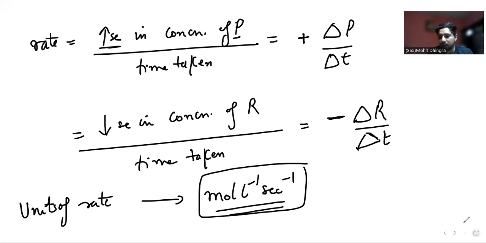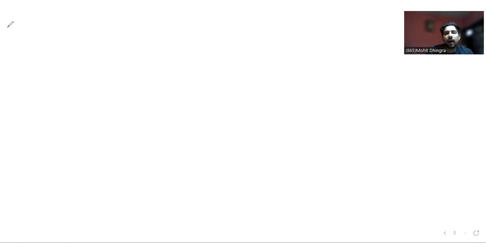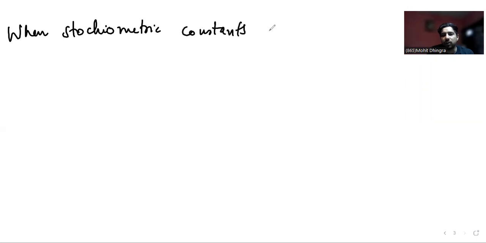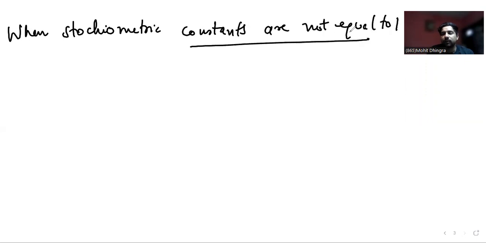Now, how do we represent this rate in a reaction? How do we write it? We will understand that. This is when the stoichiometric constants are not equal to 1. How do we write it? See, while writing the rate of the reaction, the stoichiometric constants are also analyzed, they are also included. They play a very important role. They are also included in writing the rate.